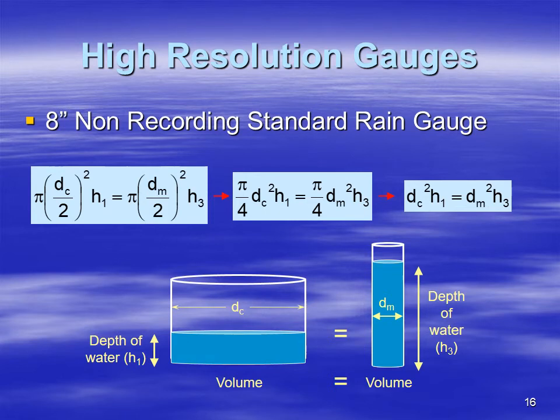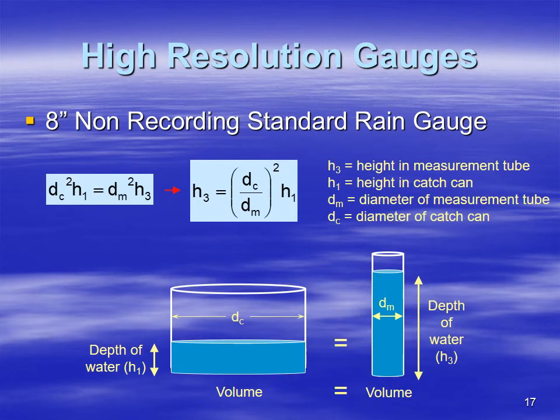So this 1 inch here is really 1 inch, but it's more than 1 inch in the measuring tube. And we do that because it gives us better resolution. It gives us greater sensitivity. Remember sensitivity? We talked about that once upon a time. So here's the math. You can solve for how high the depth of water will be in the measuring tube.